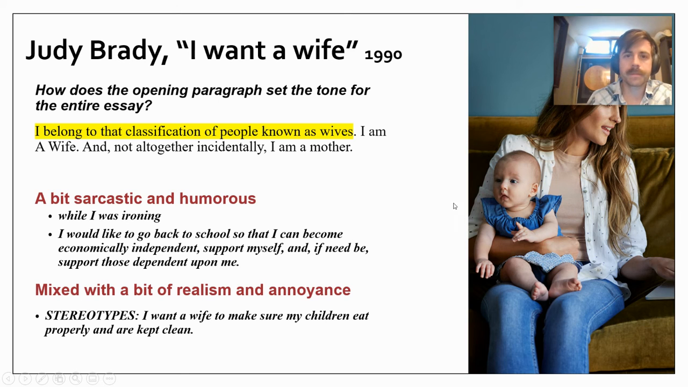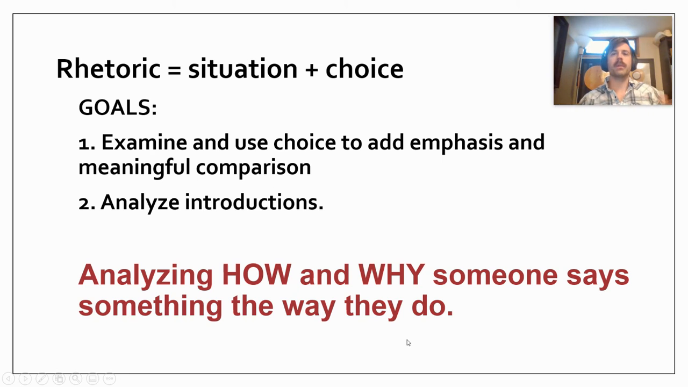So just as a wrap up, remember, effective rhetoric, effective writing and argument is really a combination of those two things: of situation, what is the situation of this author, what's the situation of the world, and the choices that that author makes. And so our goals in reading and writing is to examine and use things to add emphasis and meaningful comparison, to build analytical introductions or to analyze introductions. Remember, always just boil it down to, okay, how is someone writing this? Why are they doing it the way that they do?